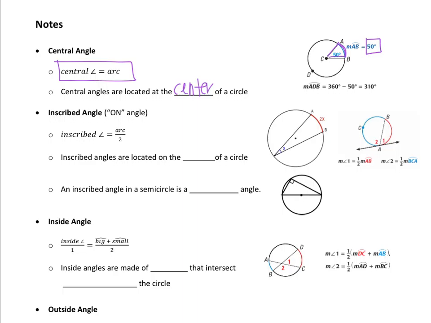The next one we have is an inscribed angle, otherwise referred to as an on angle. An inscribed angle is equal to its arc over 2. They are located on the edge of the circle. I know circles don't really have edges, but hear me out here. An inscribed angle is on the edge of a circle, and it's half of its arc. So if the arc is 2x, to go inside to find the angle, we divide by 2. If the angle is labeled and we're trying to find the arc, we multiply by 2. Again, if you go in, you divide. If you go out, you multiply.